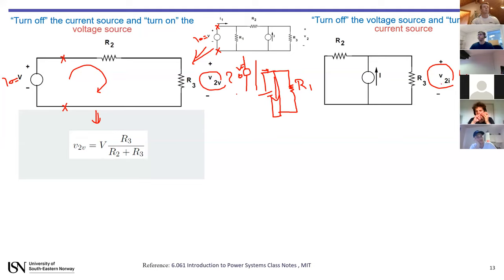So now what's V2 in this diagram? Can you give me an expression for that? Is it just I times R3? What did you say? I times R3? No, because the I is the current here, but not here. Here is I1, here is I2, and I3 is I, but I1 is different from I3. So it's not correct.